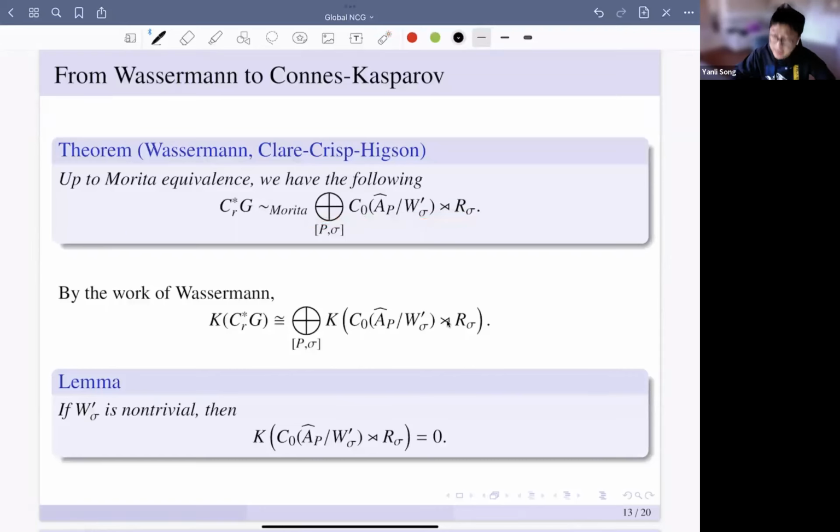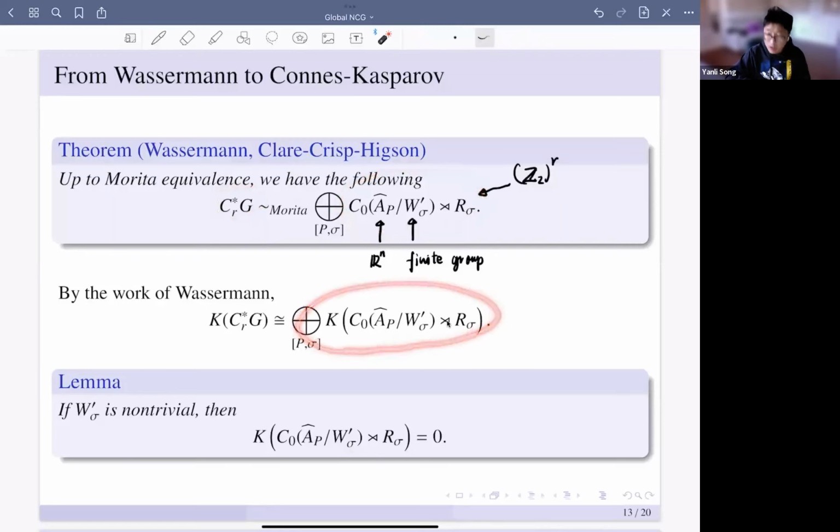So remember, on the right-hand side, this algebra is much simpler to understand, because this A_P hat is always R^n, just a Euclidean space, and this W sigma prime is always a finite group. Even better, this R sigma, as I said, is always a product of Z2's. So with this, we have a much better description up to Morita equivalence. The algebras on the right-hand side are simpler than the algebras on the left-hand side. And by the work of Wassermann, because they are Morita equivalent, the K-theory of the left-hand side is the same as the K-theory of the right-hand side.